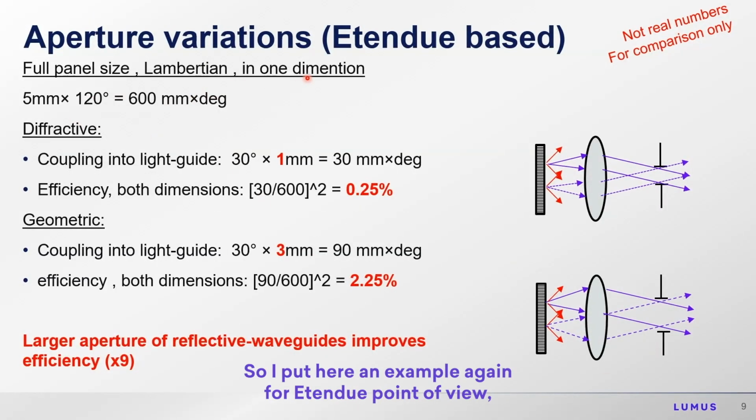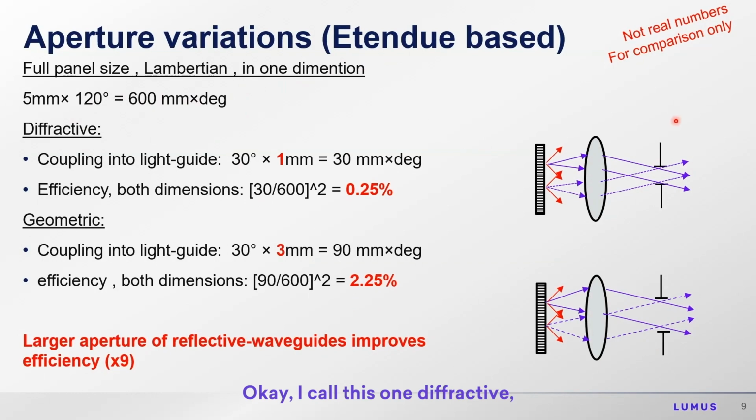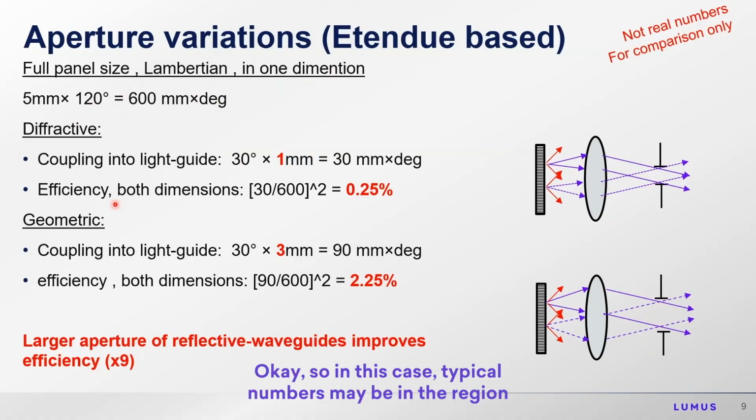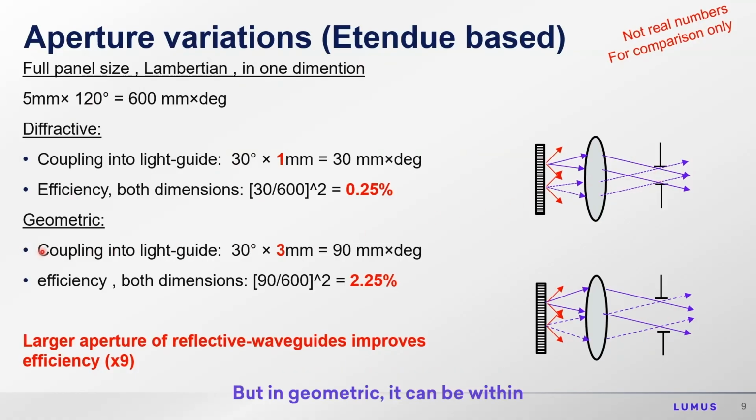So I put here an example again from an Etendue point of view, and I change the aperture. I call this one diffractive, and this one, the large aperture, is the geometric. In this case, typical numbers may be in the region of 1 millimeter aperture, or just a bit more, but not much. But in geometric, it can be within the 3 millimeter aperture.